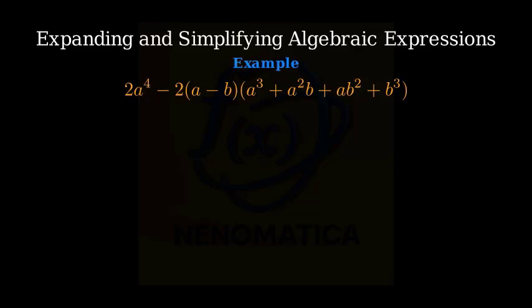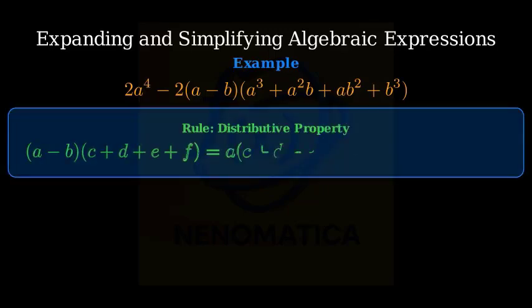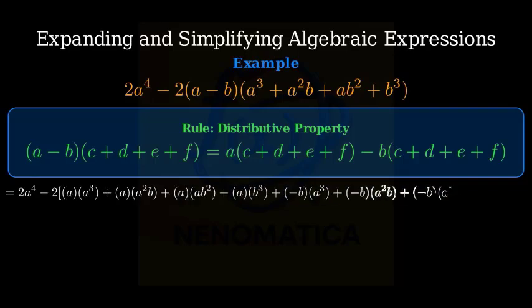2a to the fourth power minus 2 times the quantity a minus b times the quantity a cubed plus a squared b plus ab squared plus b cubed. The first thing we need to do is distribute the terms inside the second parentheses. We'll apply the distributive property, which tells us that when we multiply a sum by another term, we multiply each term in the sum by that term.